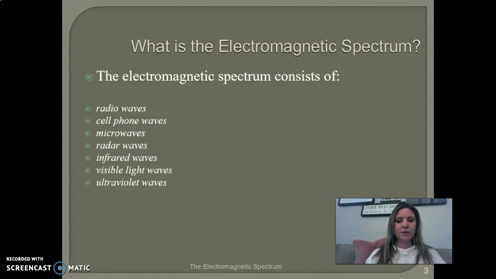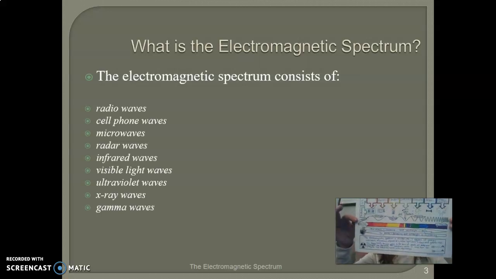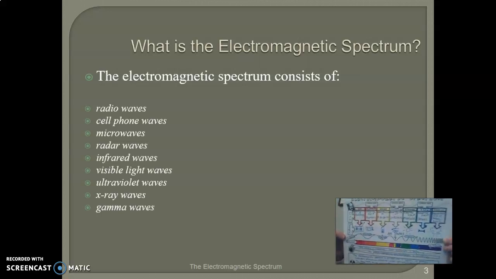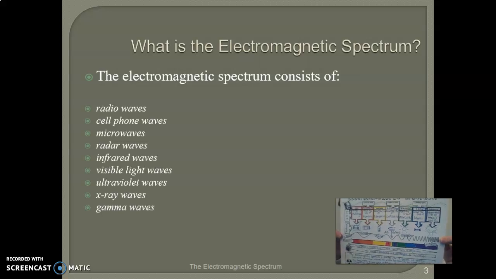You don't have to memorize these unless you really want to, but these are the different types of radiation that we'll talk about. Once again, I've got them broken down here on this chart. If I can bring it down for you. I'm not doing a very good job.